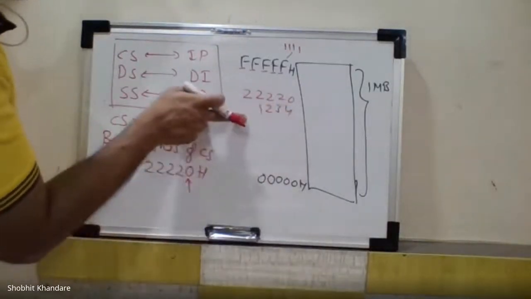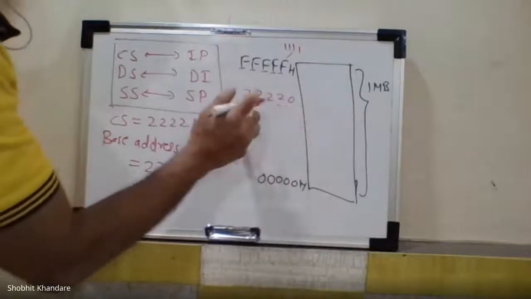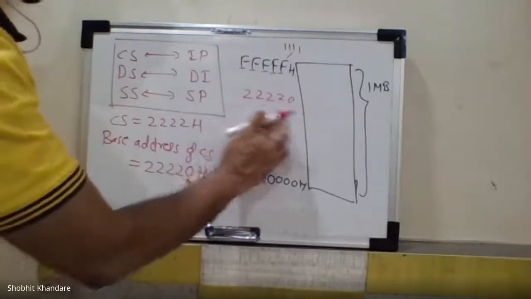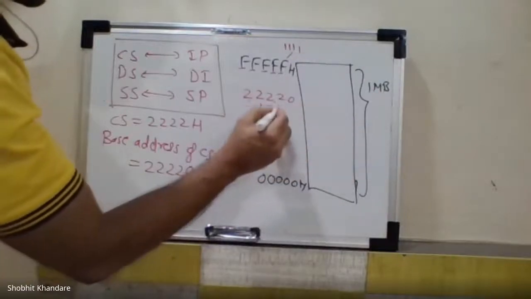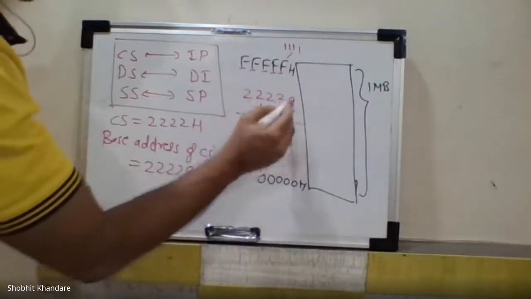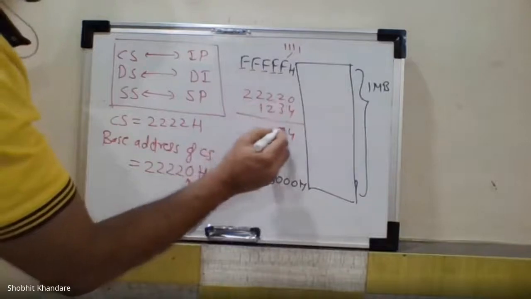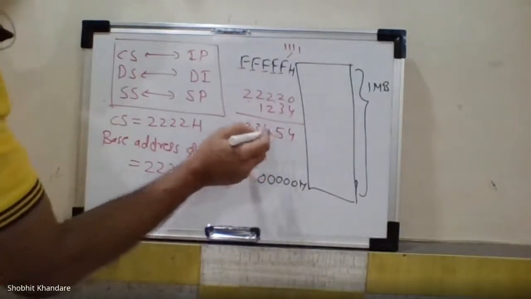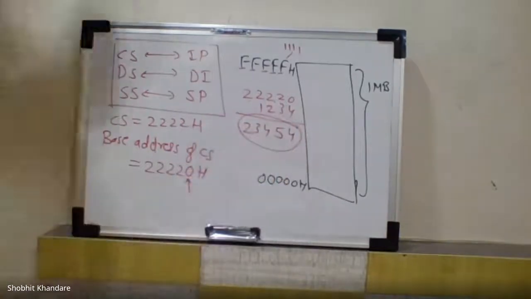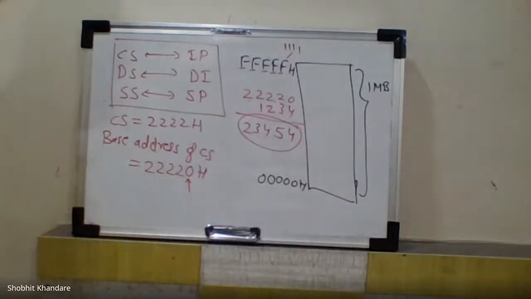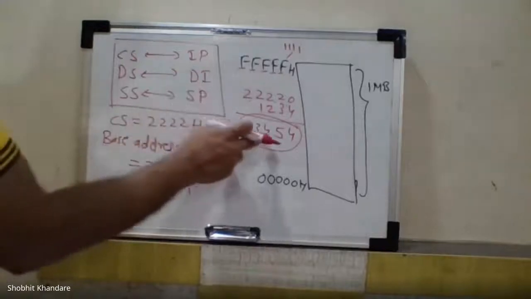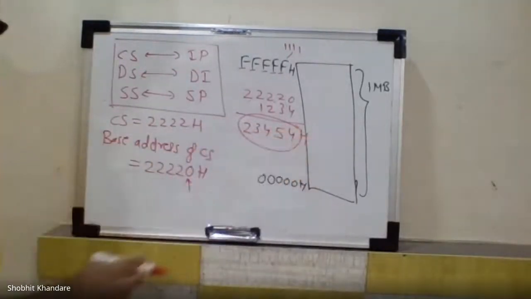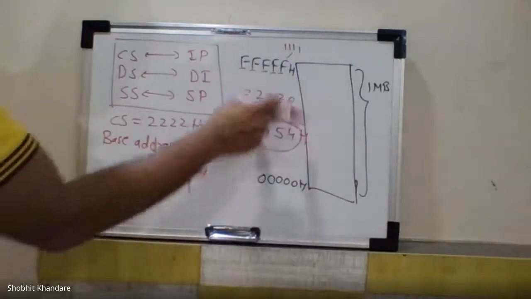See where I'm adding 1234. I'm not adding at this side. It has to be done from the rightmost point, the LSB. So when you add, it becomes 4, 5, 4, 3, 2, that is 2, 3, 4, 5, 4H. Can you see? This is also 20 bits. This becomes a 20-bit address, that is the physical address.